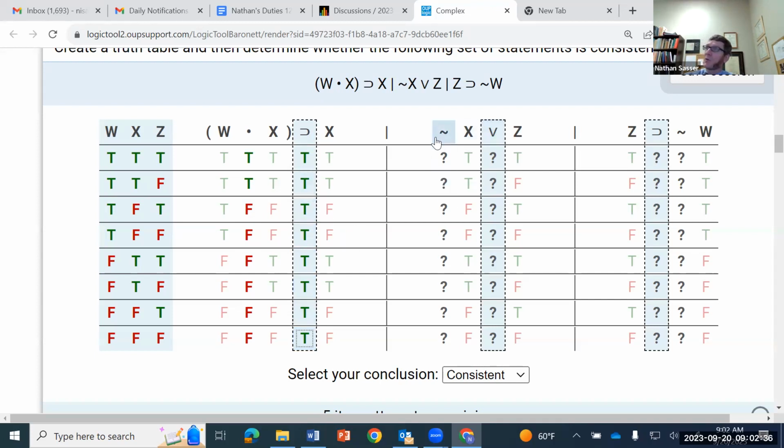So let's move over here. We'll start with the negation. We're going to flip the truth value of the X. False, false, true, true, false, false, true, true. And then the disjunction is true if at least one of the disjuncts is true. So we're looking at the truth values of the negation of X and of the Z. So we've got Z is true, so that's true. This one's false. True, true, true, false, true, true.